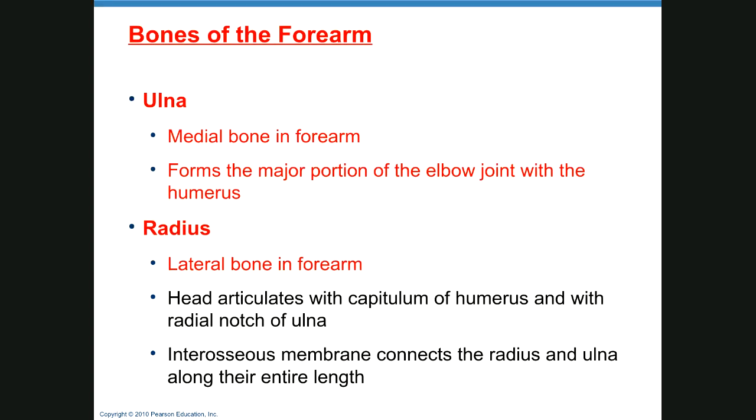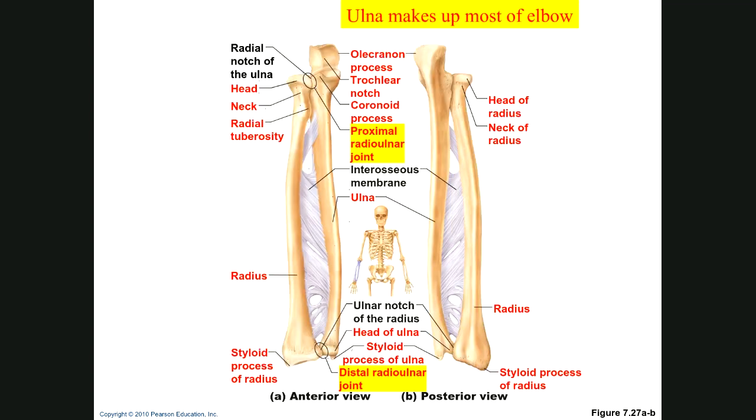Radius and ulna are the forearm bones. The ulna is medial, the radius is lateral. And this is something you have to remember. So here's the ulna, and that's going to be medial, and this is lateral, which is going to be radial.